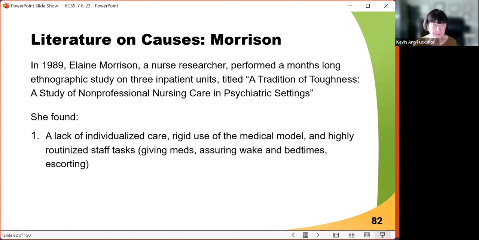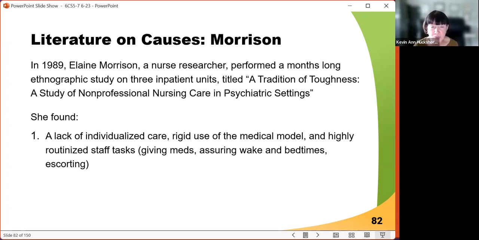Next slide. Elaine Morrison, she did a very famous study. She was a nurse researcher in 1989. This was also a study where she was quite criticized, and after the fact, she tried to take this study back, but it had already been published.